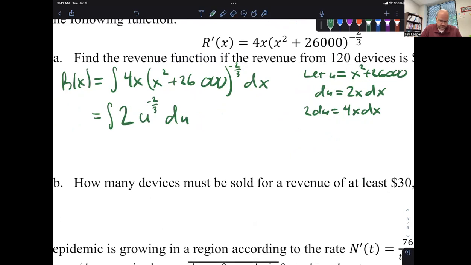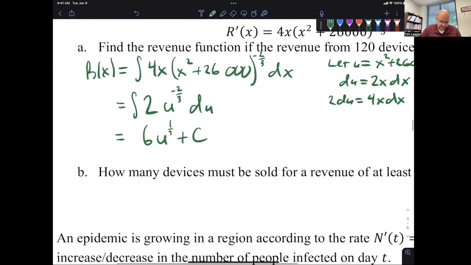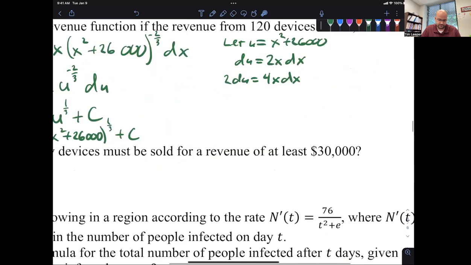Good. So using the antiderivative here, add 1 to the exponent, that makes it the 1/3 power, and then multiply by the reciprocal. The reciprocal is 3, so 3 times 2 is 6, plus a constant. Now replace u with what it is, which is x squared plus 26,000. So that's 6 times (x squared plus 26,000) to the 1/3 power plus c. I'm perfectly fine leaving it like that. If you want, you can replace the 1/3 power with a cube root function, but that's fine.